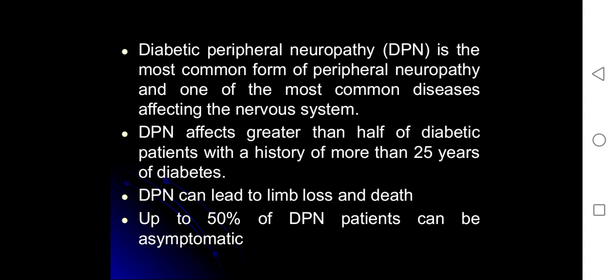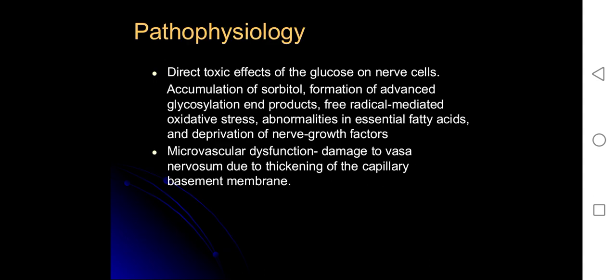Diabetic peripheral neuropathy is a common form of neuropathy, one of the most common diseases affecting the nervous system. It affects more than half of diabetic patients with a history of more than 25 years of diabetes. Diabetic painful neuropathy can lead to limb loss and death. Up to 50% of diabetic neuropathy patients can be asymptomatic.